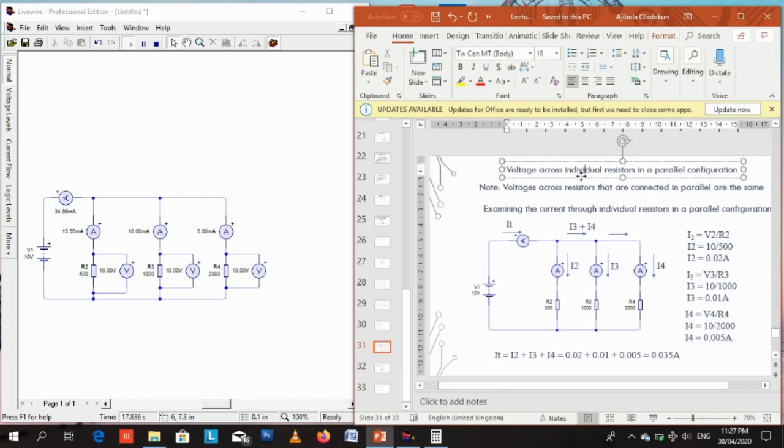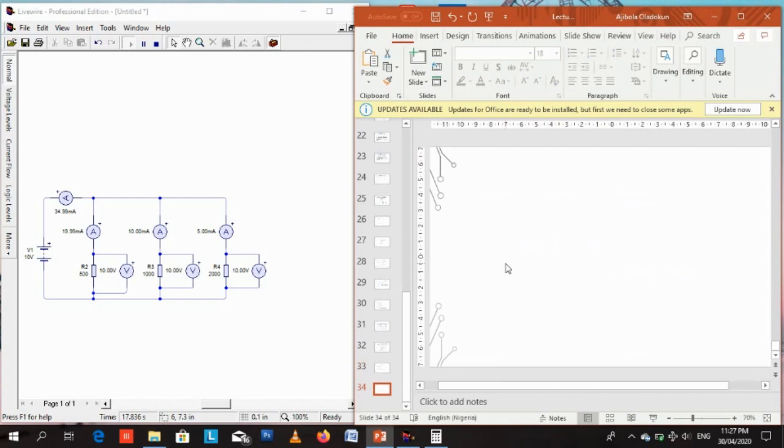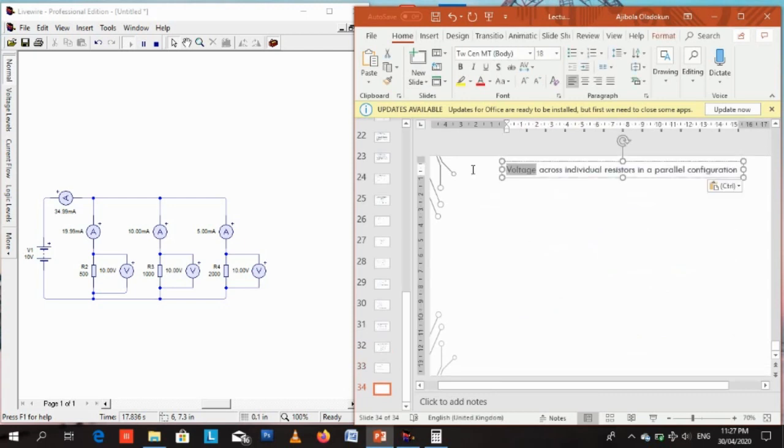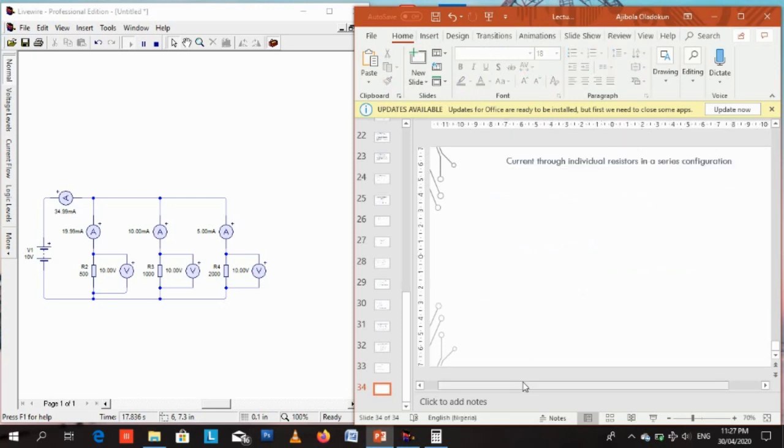So we got the voltages across individual resistors in a parallel configuration. We've spoken extensively on parallel configuration. Let's go through series. So the current through individual resistors in a series configuration. We've done it for voltages across resistors in a parallel configuration. We've done that already. So let's go through series configuration.